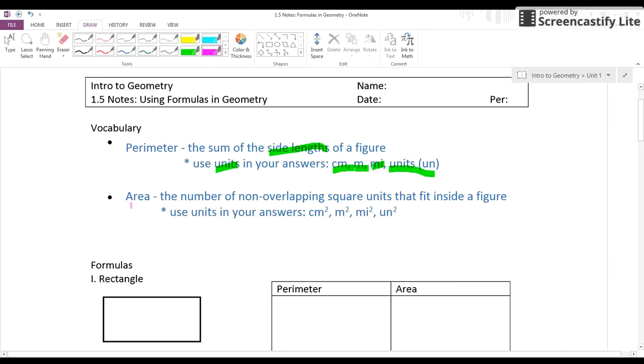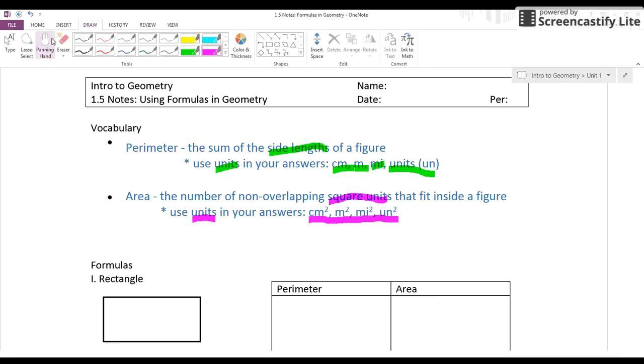So area is now the space inside the shape. So it's the number of non-overlapping square units. So how many squares fit inside a figure. Here again, it is a measurement. So please use units. And for squares, we're using the little 2 for square. So when you're using area, please use something like square centimeters, square meters, square miles, or square units. Again, when in doubt, and if there's nothing labeled, use units squared here.